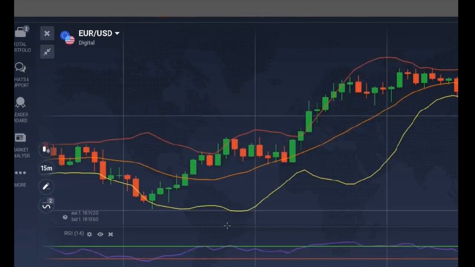Okay, so this is Euro USD. This is another Euro USD. You can clearly see what happened. Price moved outside the Bollinger Band, retraced back into the band. Then went back up.